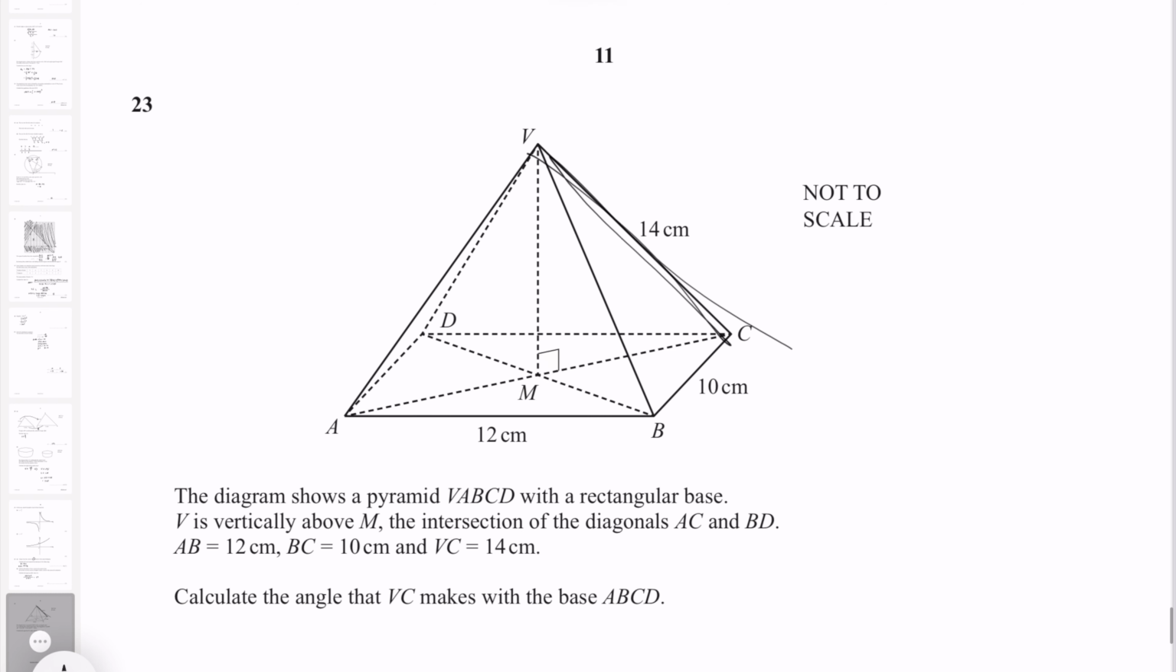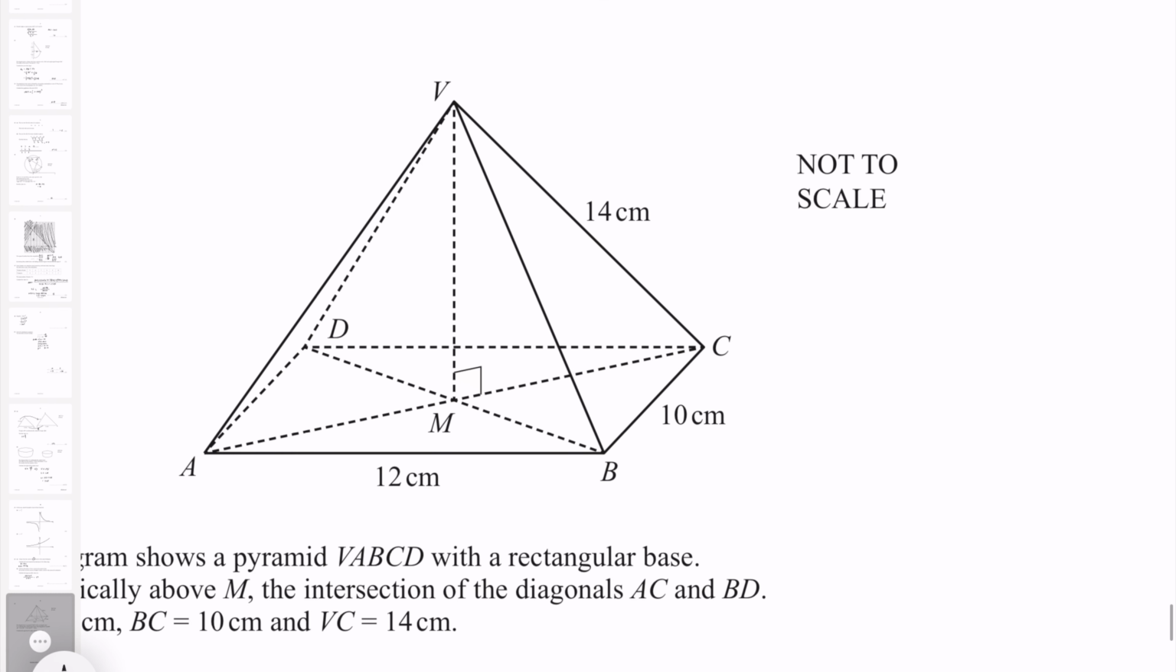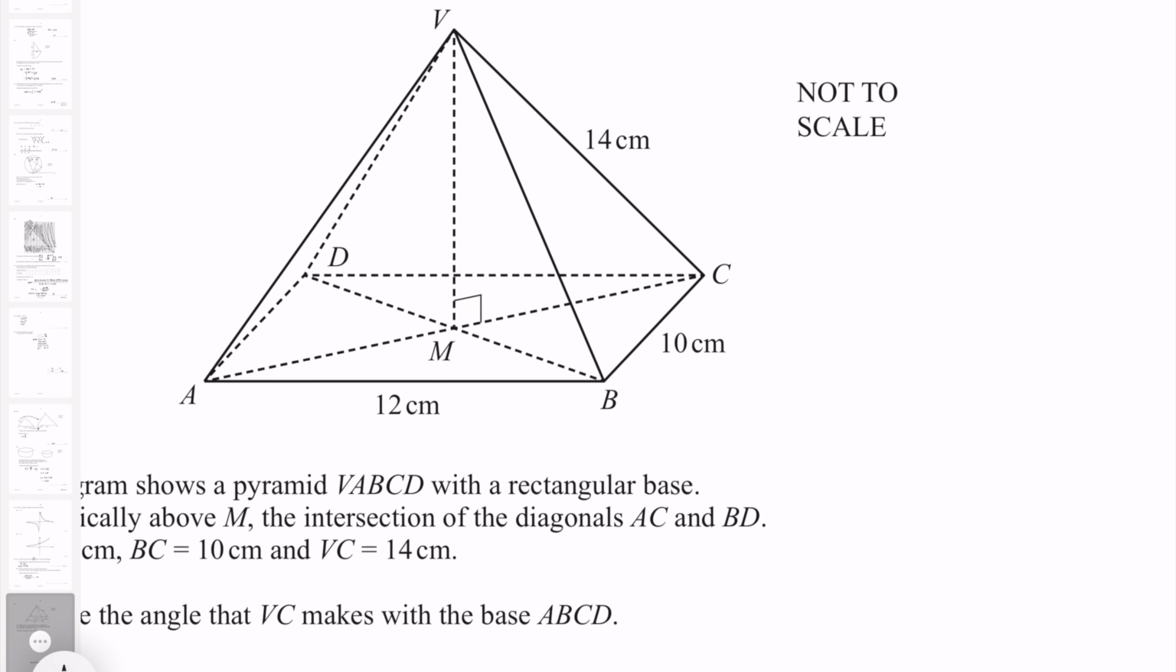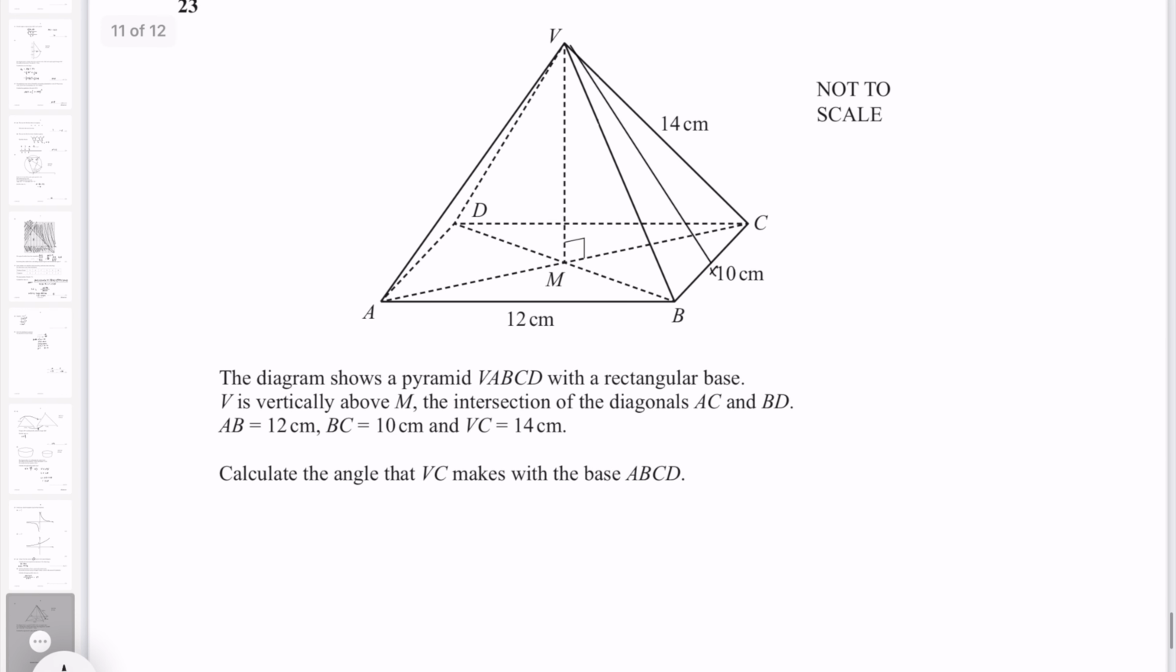Okay, pretty direct. That means I will need the length. I will need the height of the pyramid. Okay, how will I get that? 14. I will be able to do Pythagoras. Let's call this x. So I'll be able to get Vx. So Vx equals 14 squared minus 10 squared, and then square root on the entire thing. Okay, that's square root 96 then.